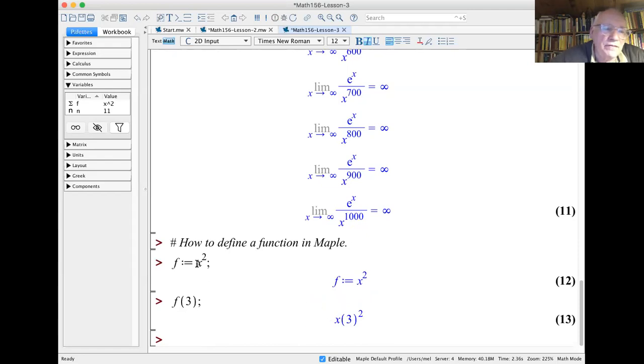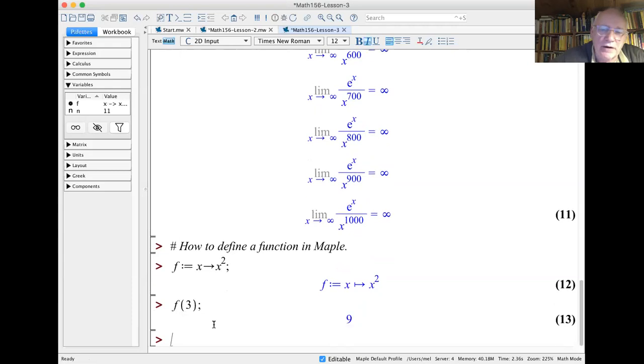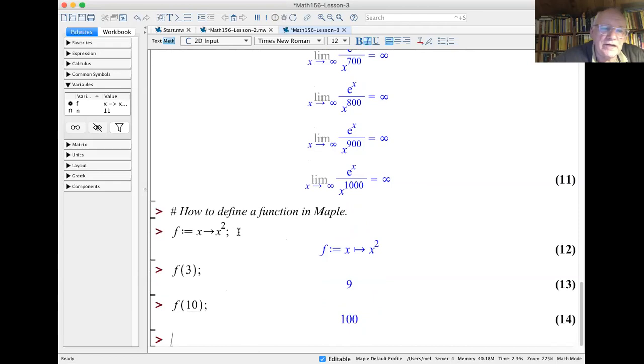The way you define a function of x, whatever your variable is, you write x, and then I want x goes to x squared. So you have to put in an arrow. This is really very important. The way you put in an arrow is a minus sign followed by a greater than sign. And in Maple, it comes out looking like this. So this is the function f of x equal x squared. And now if I write f of 3, I get 9. If I write f of 10, that's 100. That's 10 squared. This is a function. Right?